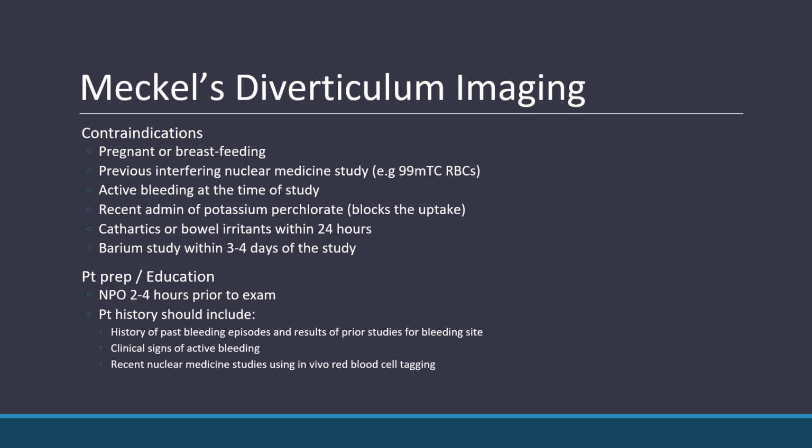That would mean that there is barium within the bowel, which will attenuate the radiopharmaceutical and could lead to a false negative. The preparation for this one, the patient should be NPO for 2 to 4 hours prior to the exam. The patient history should include a history of past bleeding episodes and results of any prior studies, any clinical signs of active bleeding, such as melena or blood in the stool, and any recent nuclear medicine studies, especially those using red blood cell tagging.